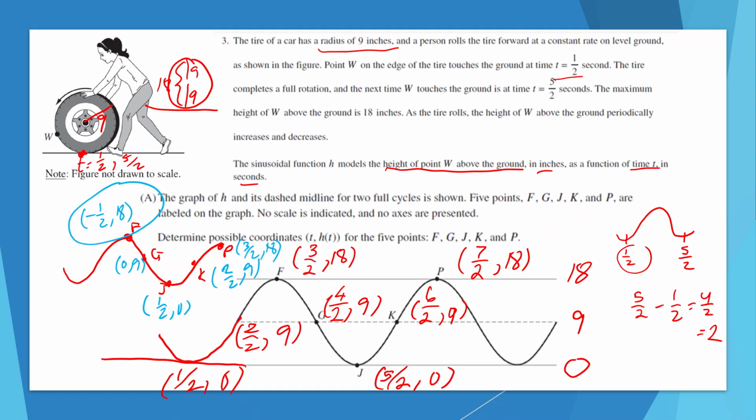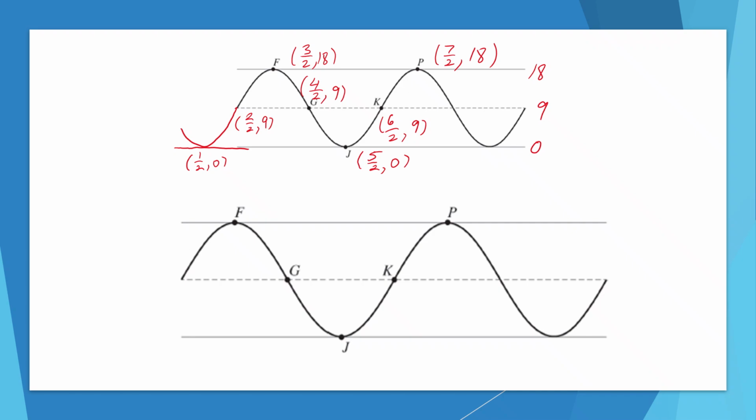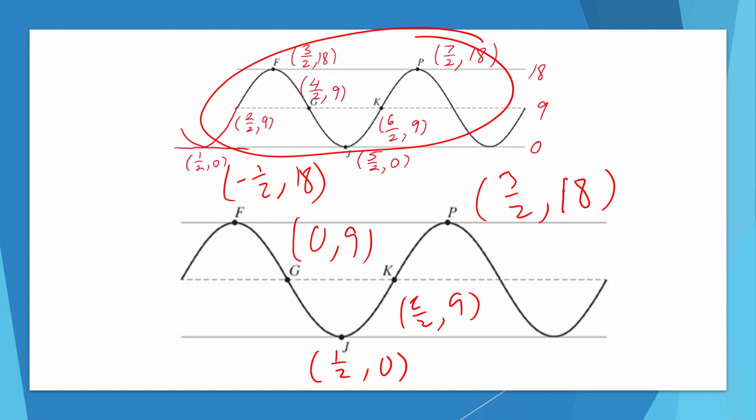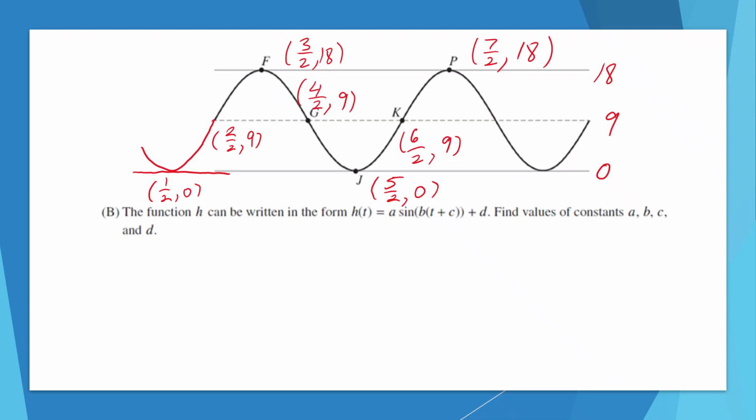that we'll see here. All right, so knowing that these are our points, this is what we should label, but like I said, you could start J at 1/2 comma 0, and then do K at 2 over 2 comma 9, 3 over 2 comma 18, and then G would be 0 comma 9, and then negative 1/2 comma 18. So we're going to use these coordinates as we work through the future questions, but your answer should pretty much be the same. All right, so part B.